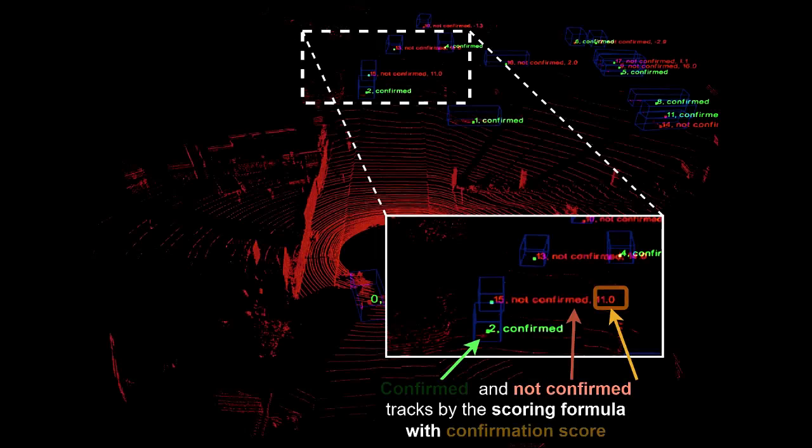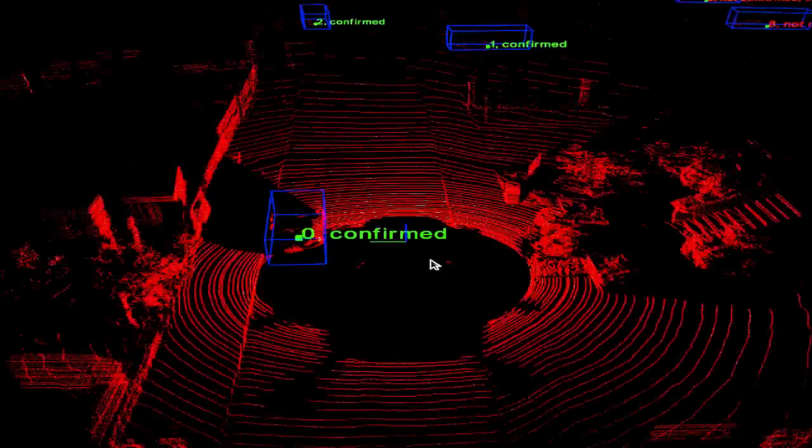This part highlights our tracking performance, focusing on how our scoring formula effectively distinguishes between accurate and false, ghost, tracks. This formula plays a crucial role, assigning a confirmed status to tracks that maintain reasonable detection scores over time and short periods of absence. It uses this information to calculate a confirmation score for each track. When this score crosses a certain threshold, the track status changes from not confirmed to confirmed.